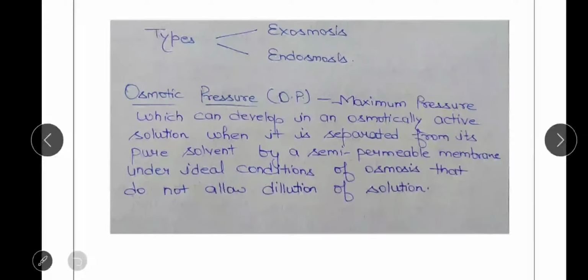So as long as it doesn't allow dilution of the solution, the pressure generated in the osmotically active solution is what we call osmotic pressure, which is also represented by the OP.